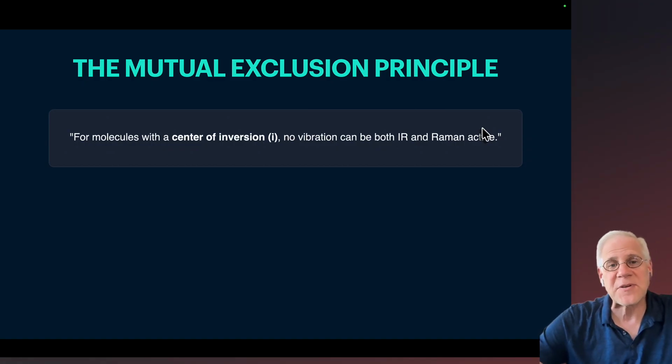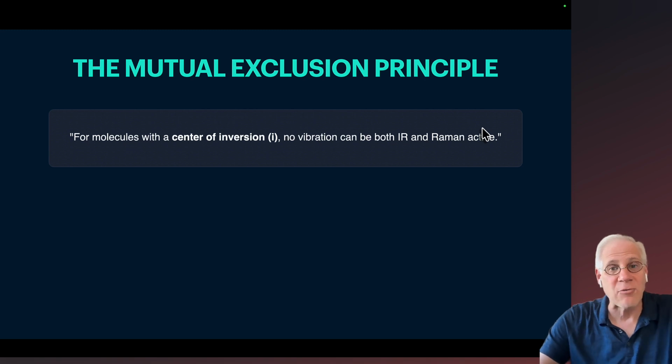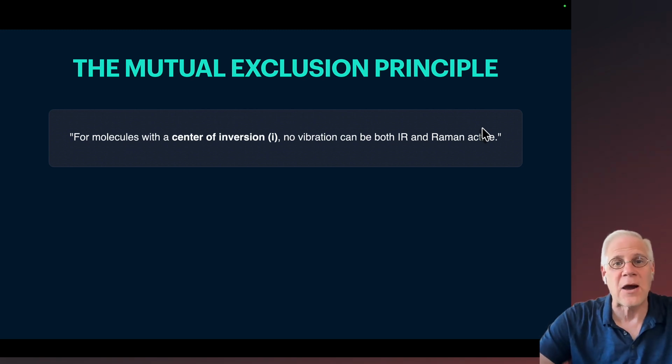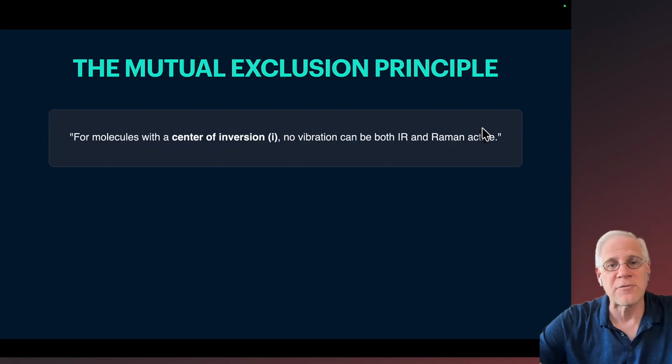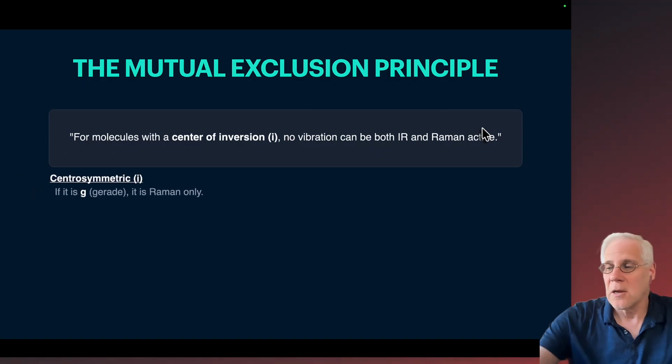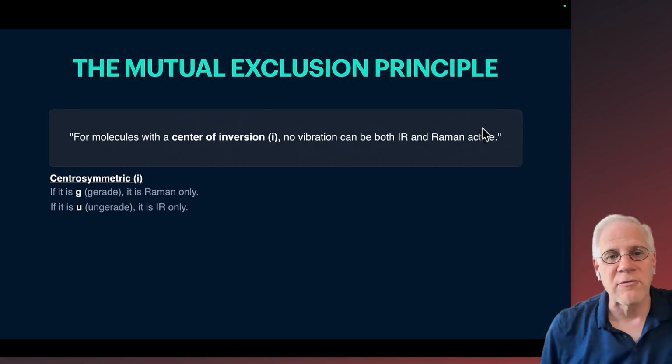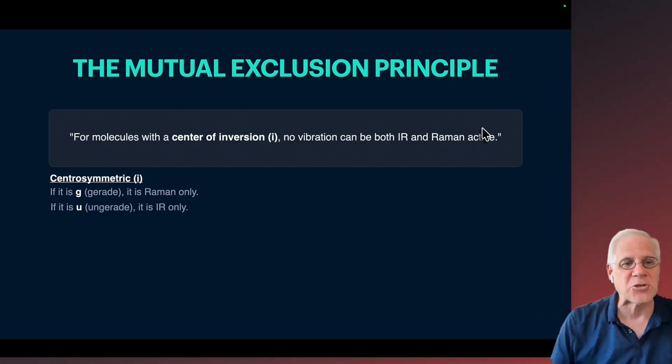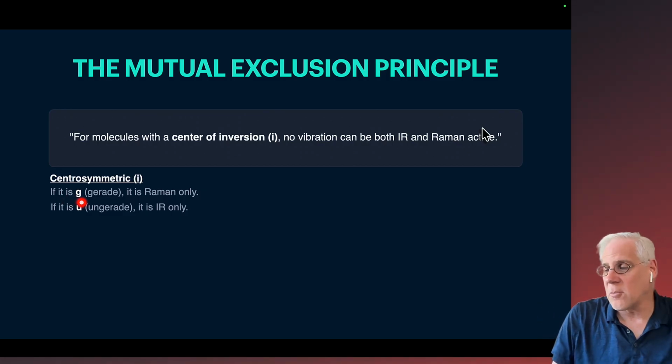And this deals specifically with molecules that have or don't have a center of inversion and how they differ from each other. So for molecules that have a center of inversion, so they have an I in their character table, no vibration can be both infrared and Raman active. So the term that we have, if something has a center of inversion, is we say that it's centrosymmetric. And so if we have a mode that has G or gerade, then it is Raman active only and IR inactive.